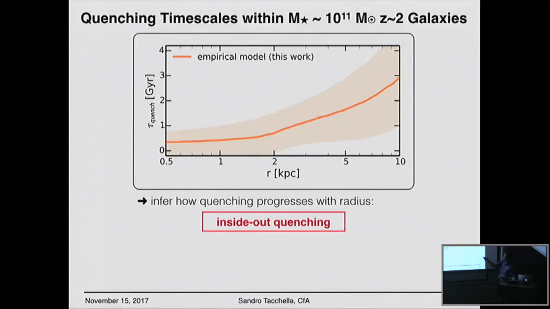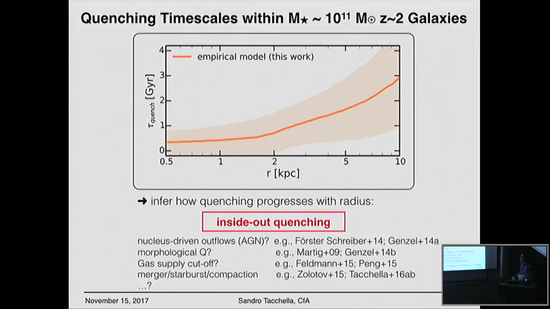And so we can compute timescales for this. It's of the order of a few 100 million years in the central part, but the star formation can carry on for another 1 or 2 gigayears in the outskirts without violating the stellar mass surface densities we see in local early type galaxies.